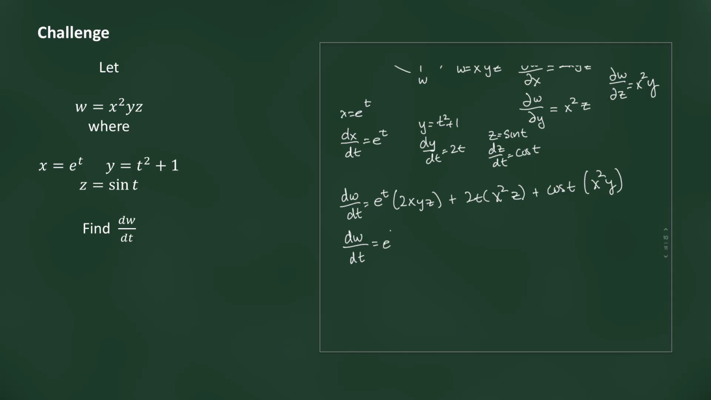So we'll get e to the t, and then 2x is going to be 2e to the t, times t squared plus 1, times sine of t. Then we have 2t, and then we have e to the 2t. When we square e to the t, we get e to the 2t, times sine of t. And then last we have cosine of t times, again, e to the 2t times y, which is t squared plus 1.